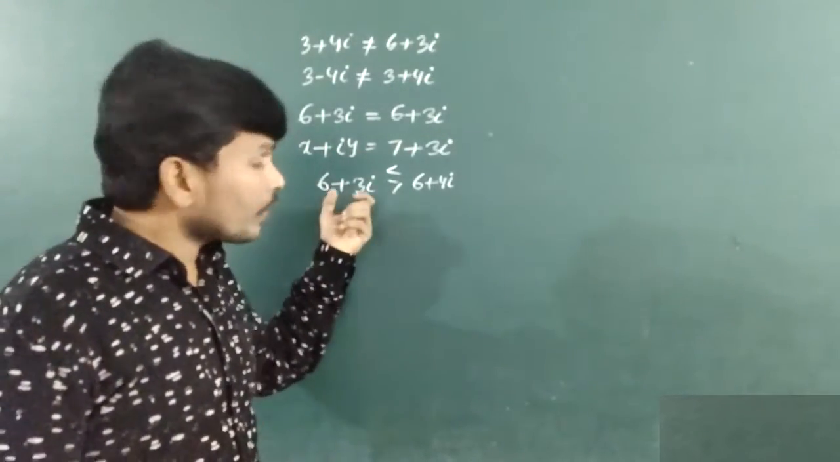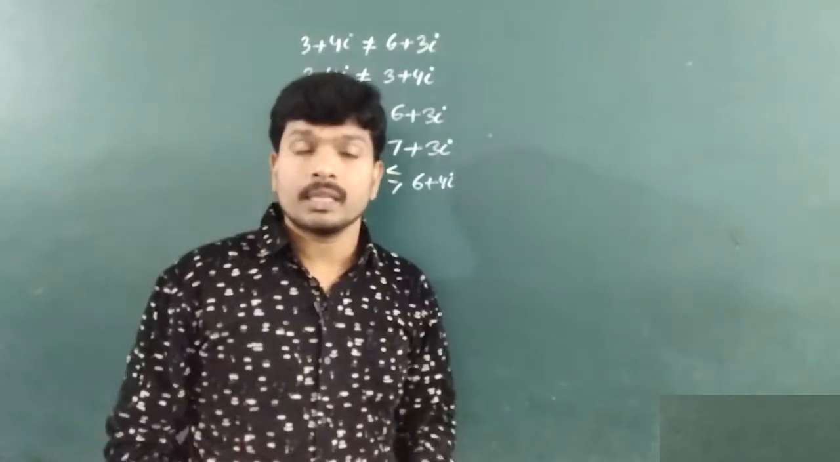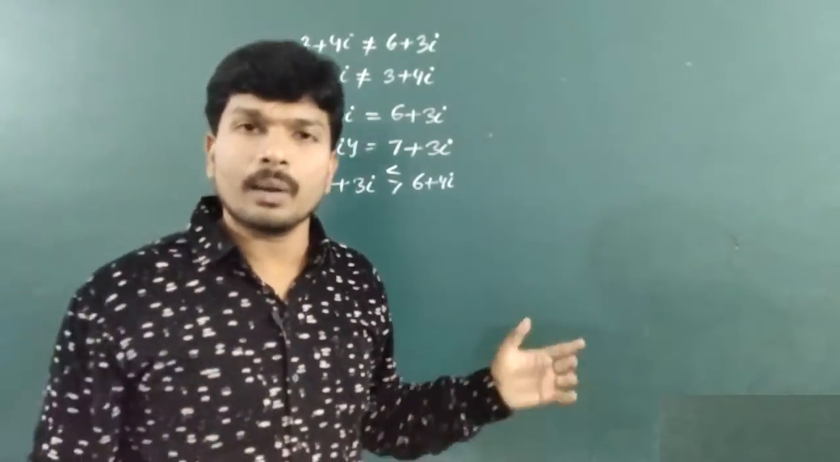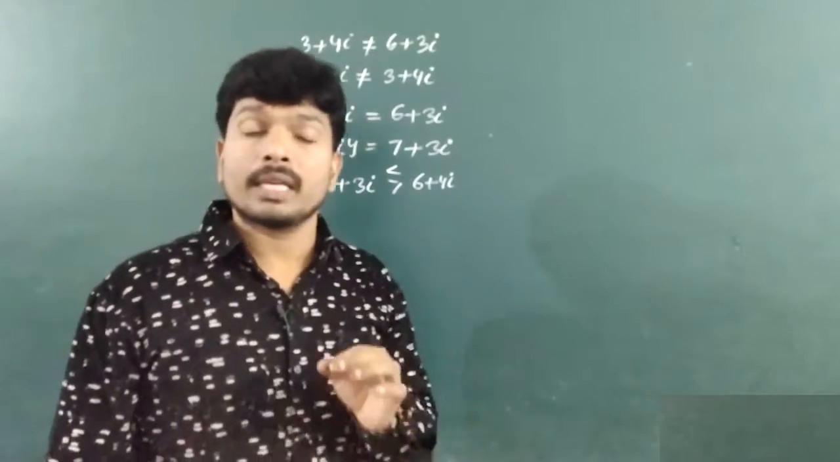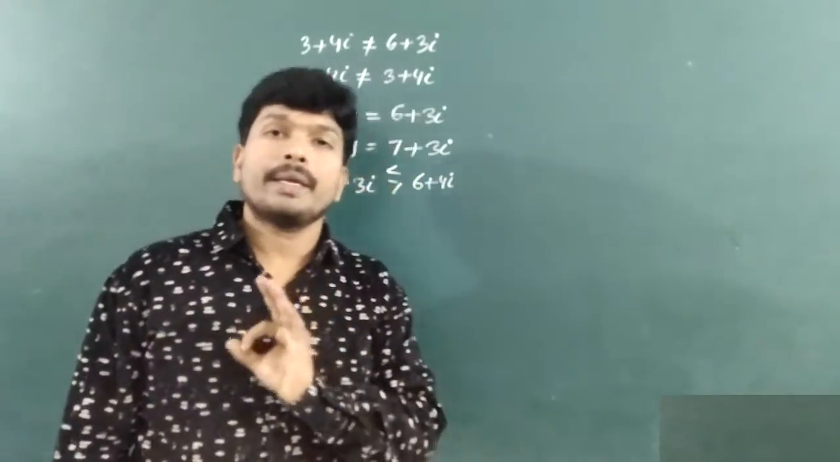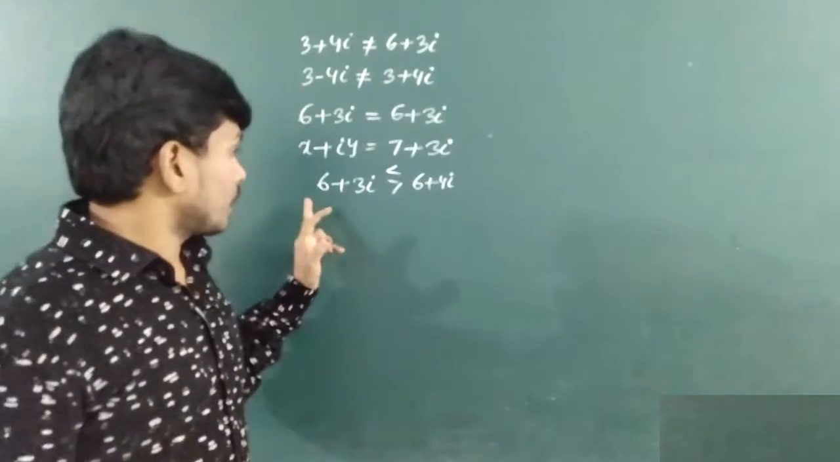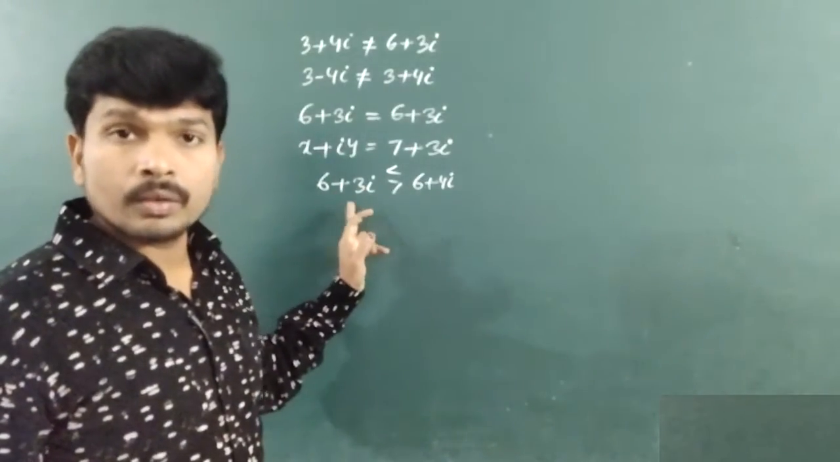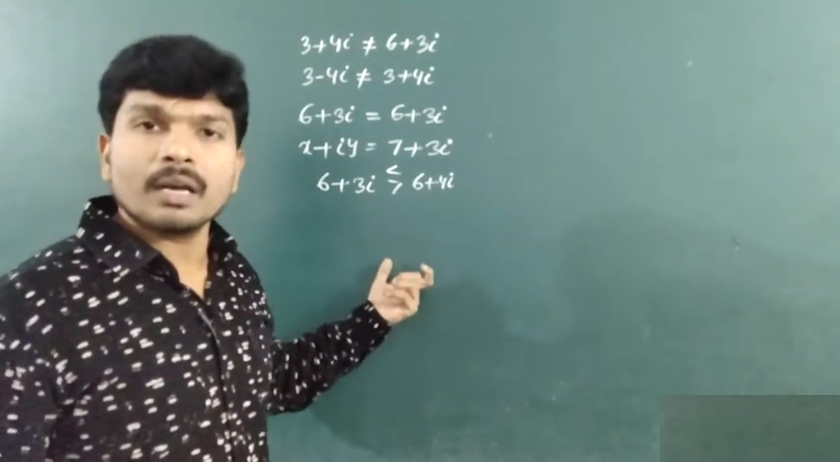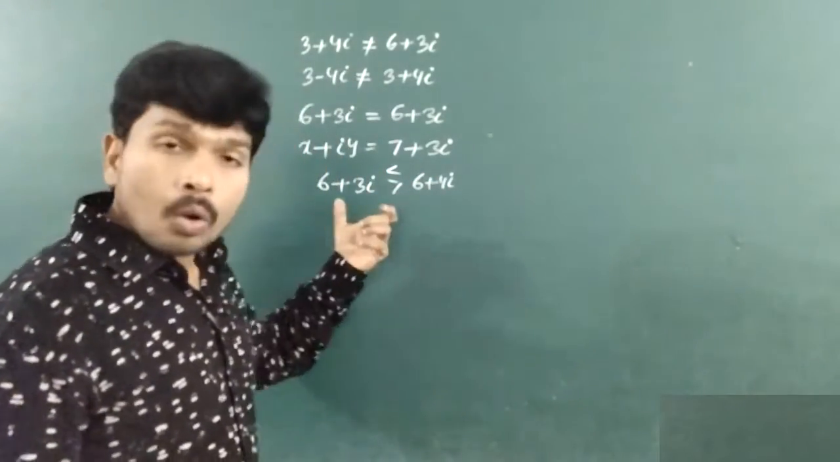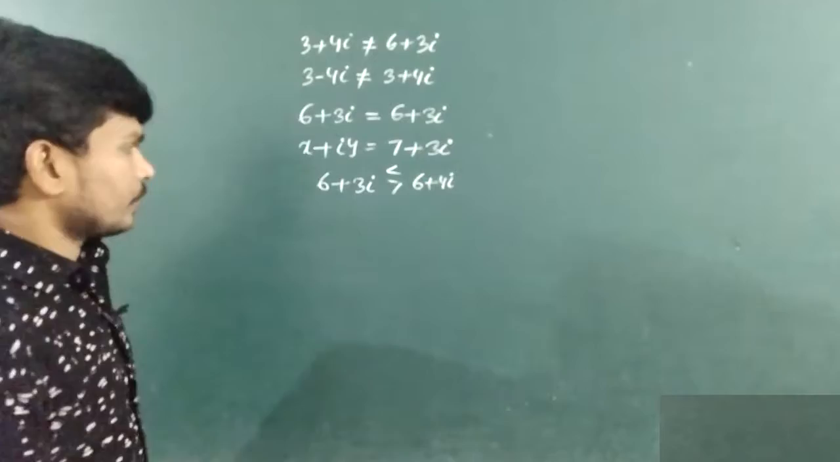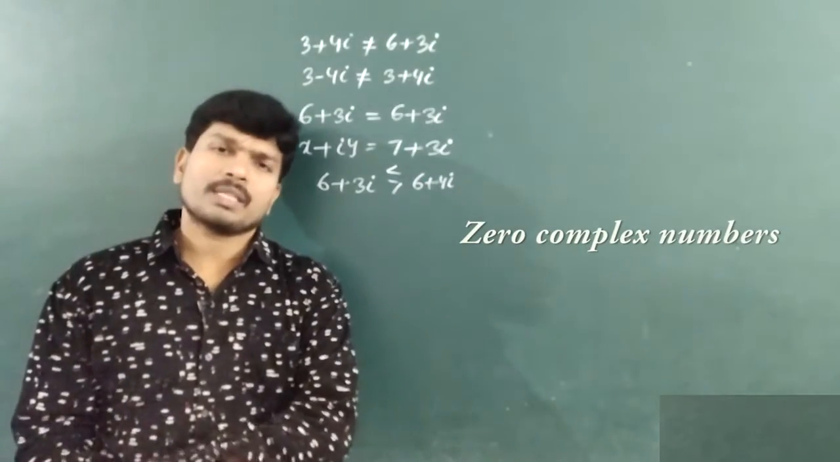So if imaginary parts exist, then you can never say whether it is smaller or bigger. That is senseless and meaningless. So which one is bigger? It is meaningless because there is no ordered property in complex numbers. Very good. Next, zero complex number.